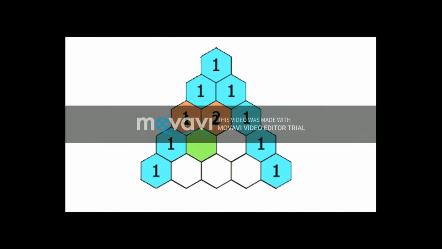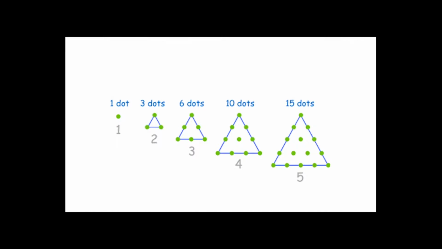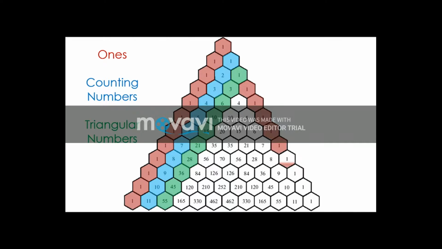The first and main pattern in the Pascal triangle is the top to bottom addition pattern. To figure out subsequent numbers and rows, you simply add the two numbers that are above the number slot below. Triangular numbers are the number of dots to make up a triangle. The outside of the triangle is made up of ones, shown here in red, while the numbers in blue are counting numbers, like 1, 2, 3, 4, and the green numbers are triangular numbers.